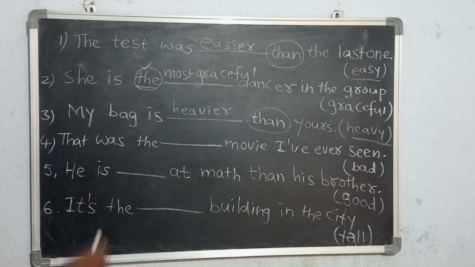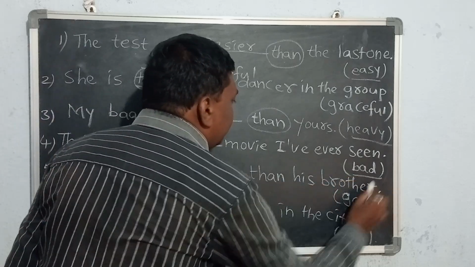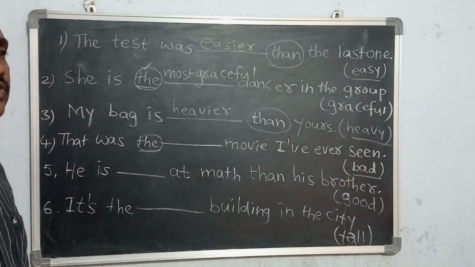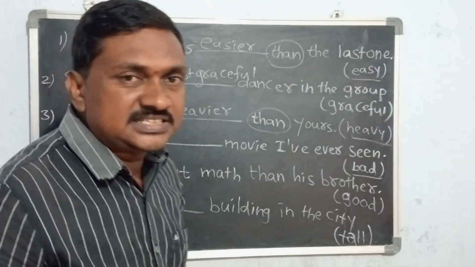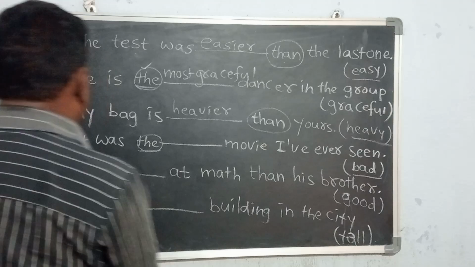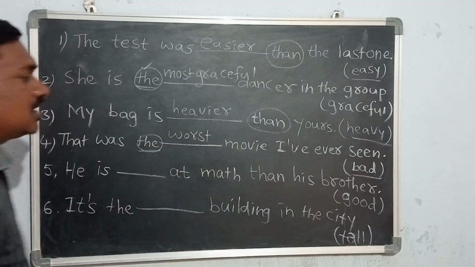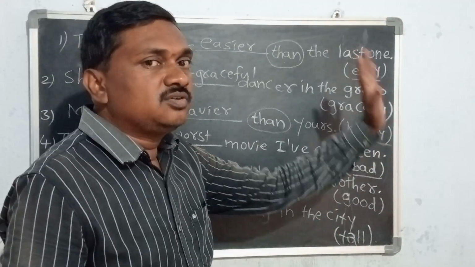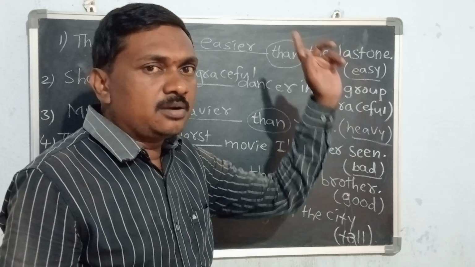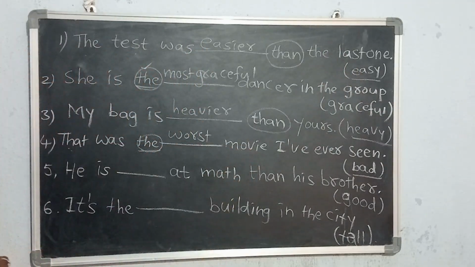That was the article the. So adjective 3 form, that is comparative degree and superlative degree form. Bad, comparative worse, superlative worst. So that was the worst movie. It is irregular comparison. Bad, worse, worst. Good, better, best. So that was the worst movie I have ever seen.